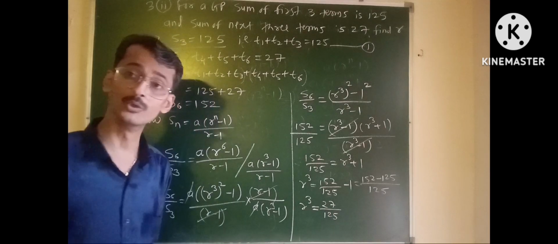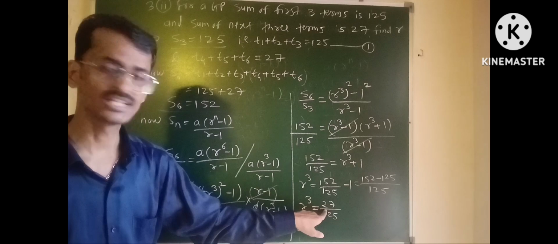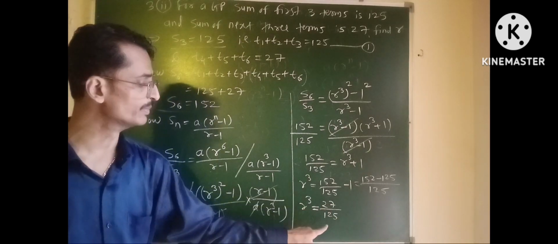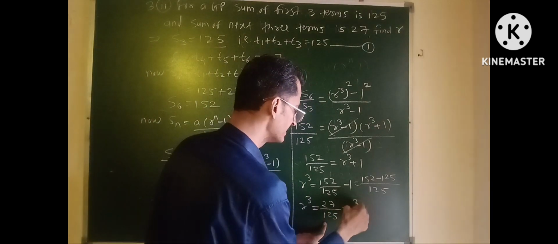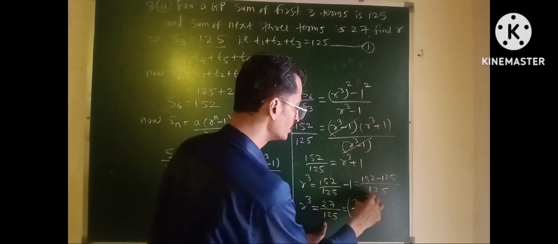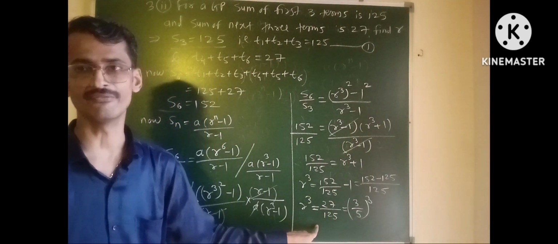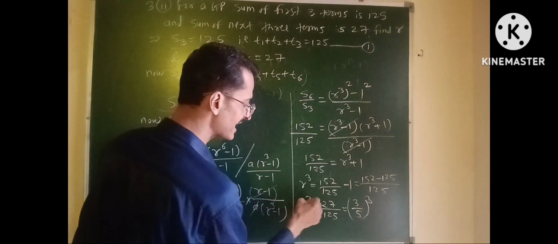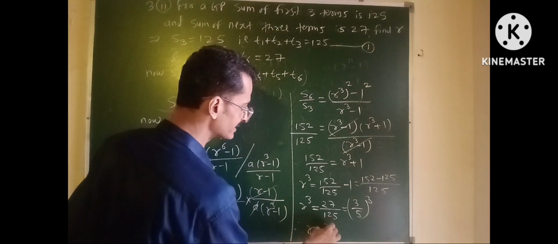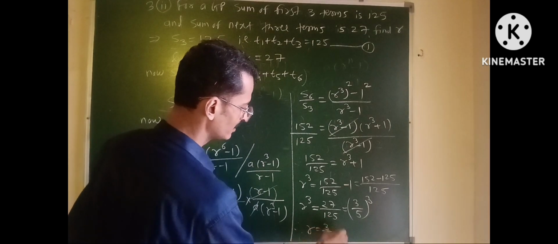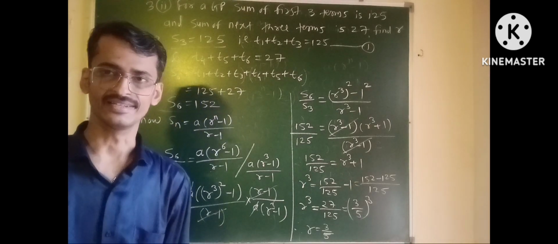As this is r^3, write this as some number raised to 3. Now we know that 27 we can write 3 cube and this we can write 5 cube. So this whole we can write as (3 upon 5) raised to 3. Check this, 3 cube 27, 5 cube 125. And so comparing this, as here raised to 3 and here raised to 3 is given, therefore r is 3 upon 5. Okay, so answer is r is 3 upon 5.